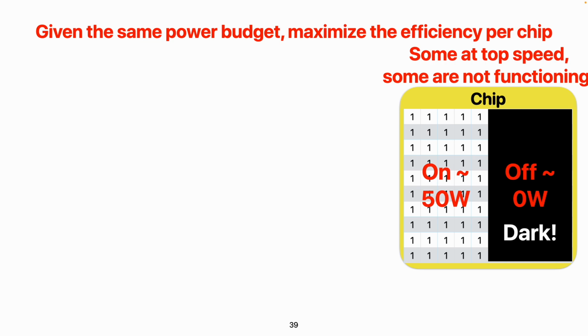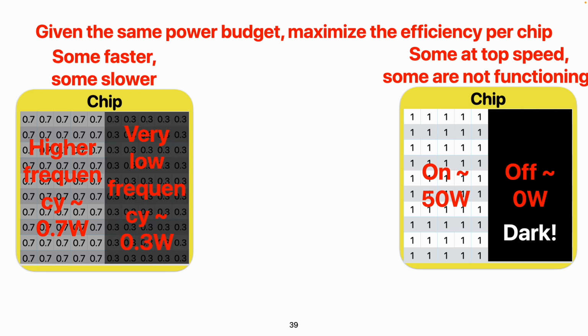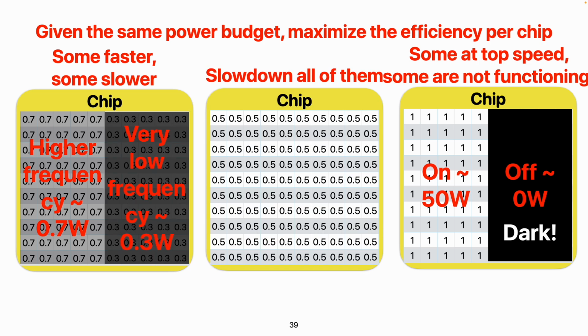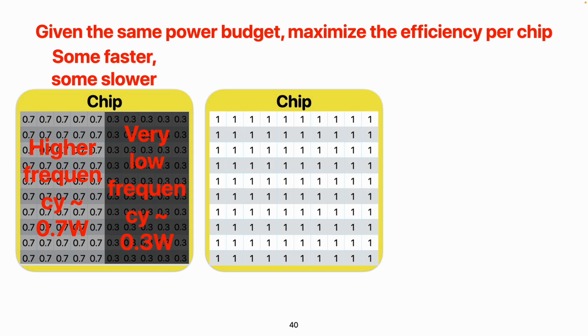Right? So there are several ways you can do it. For example, the earliest one we talked about is that we just accept the fact that it's dark. So we run some of the transistors at top speed and leave some of them not functioning. Another is some of them running slightly faster, some of them slower. And maybe another option is we just make them all slower. Based on these options, how are we going to optimize the application performance? So that's the dark silicon problem. Right? So let's start with the first one.